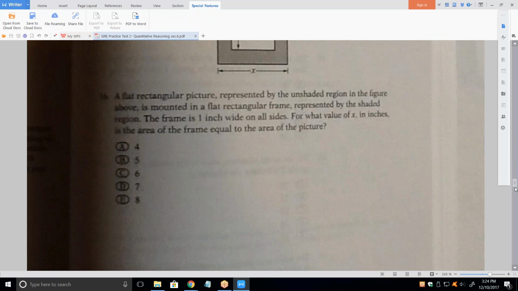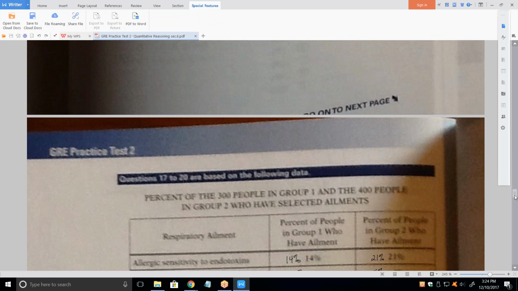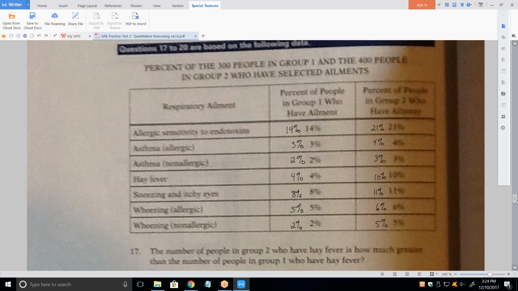Boy, I do enjoy these GRE tests, I have to tell you. Just because they're very challenging. They're not so challenging that I can't do them, but they're very challenging.